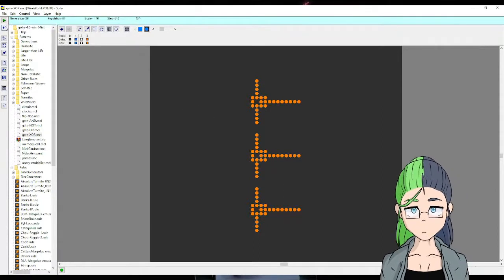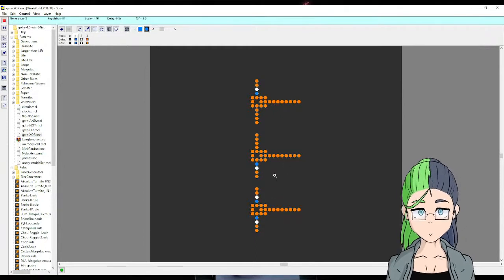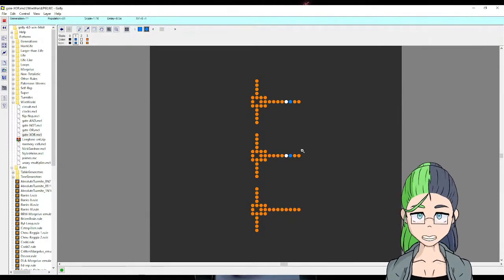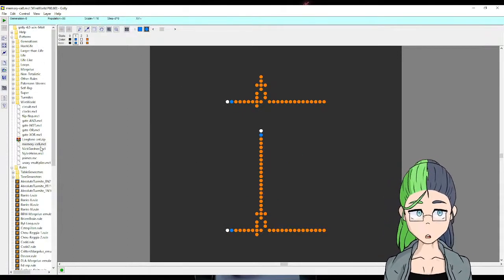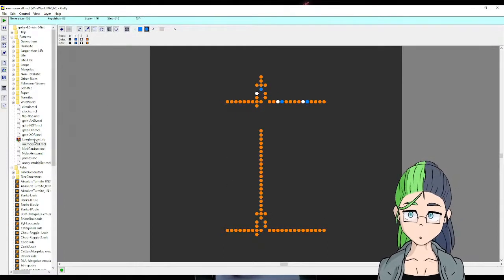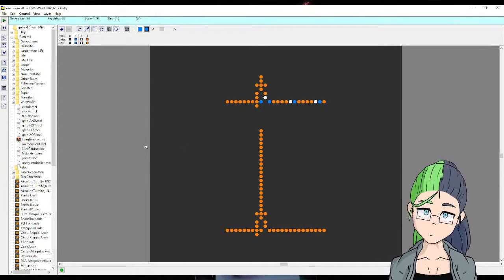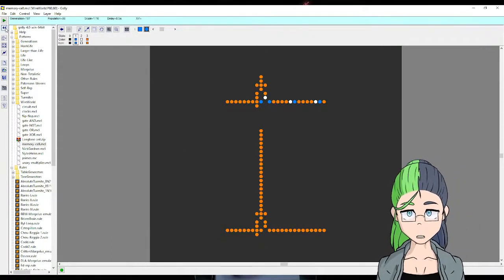I keep forgetting to slow it down. So we can see those cancel each other out, but those just keep on going. Very nice. A memory cell. Wait, so what would the memory cell be used for?